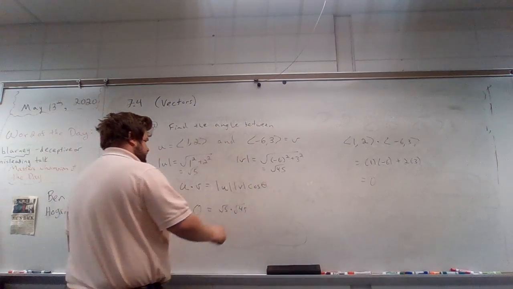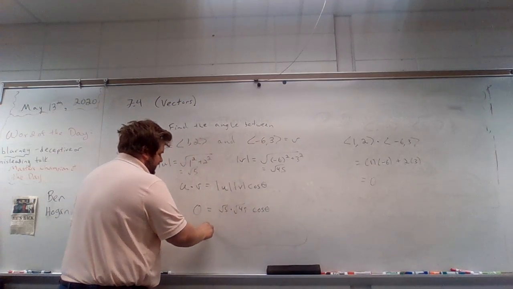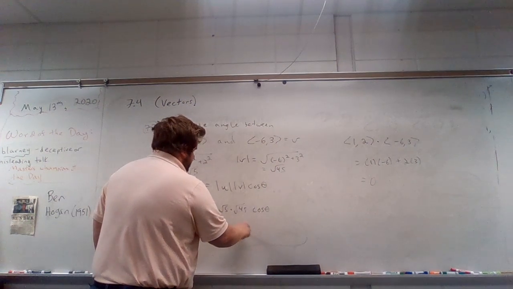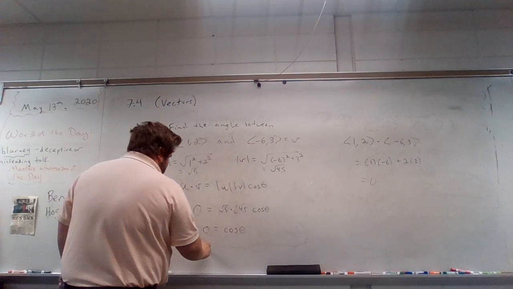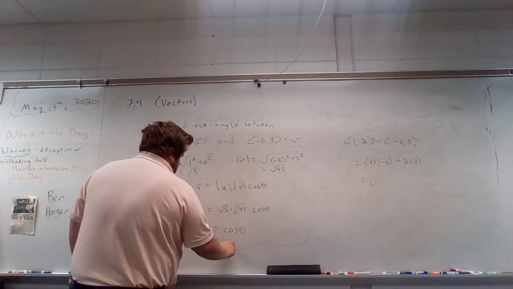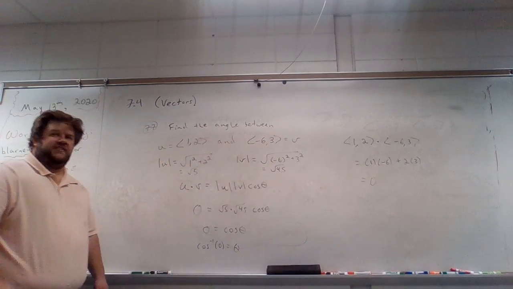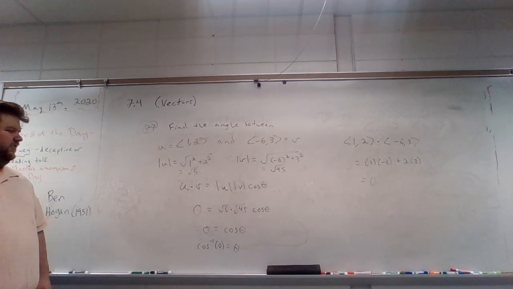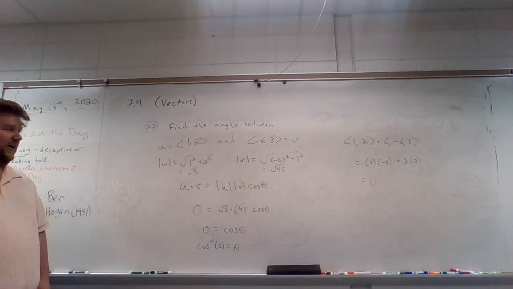times the cosine of theta. And I divide by root 5 and root 45 to get cosine of theta by itself. 0 divided by those two is just 0. And then what happens if I do the cosine inverse of 0? So what is that? The angle between 0 degrees and 180 degrees where I get an output of 0, right? So you can see that's going to be 90 degrees.